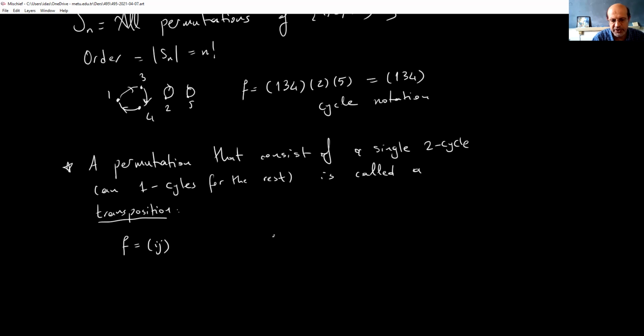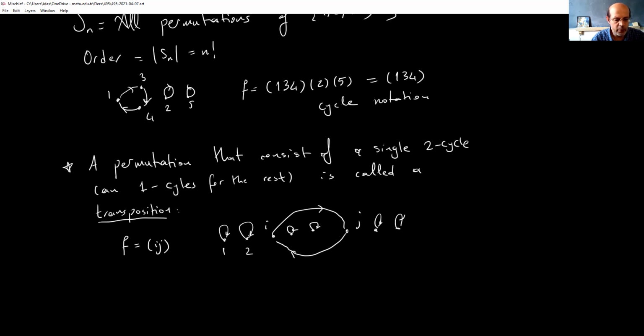It just transposes i and j. If I show this diagram here, it just changes i with j and j with i, but everything else is basically a 1 cycle. So this is 1, 2, and whatever. In any case, that's the basic permutation. In a way, it's the smallest permutation.